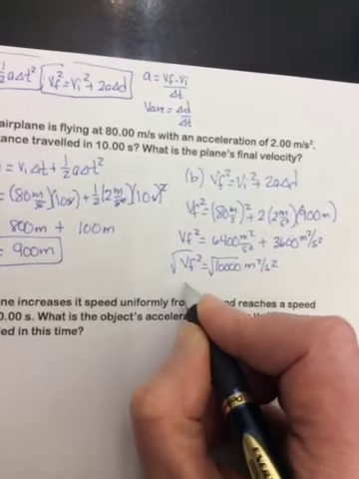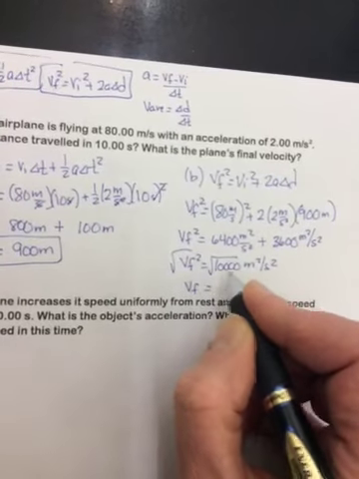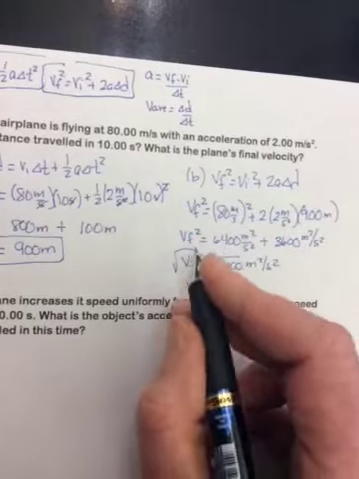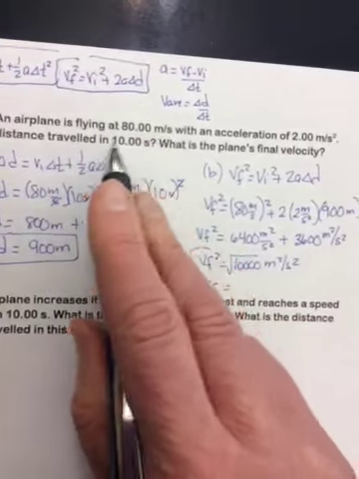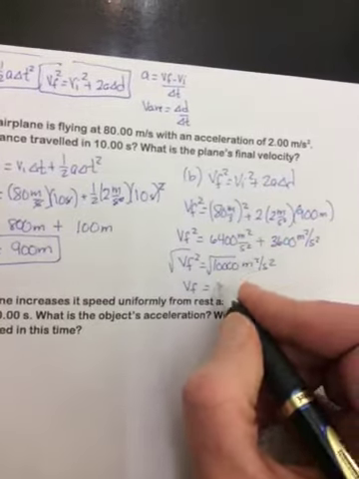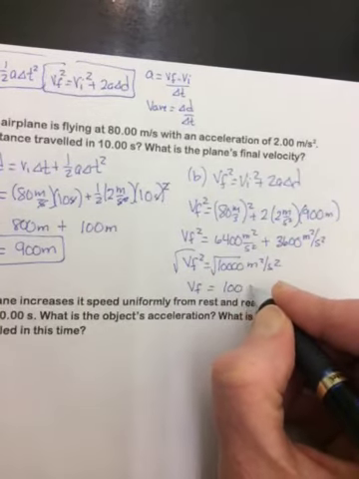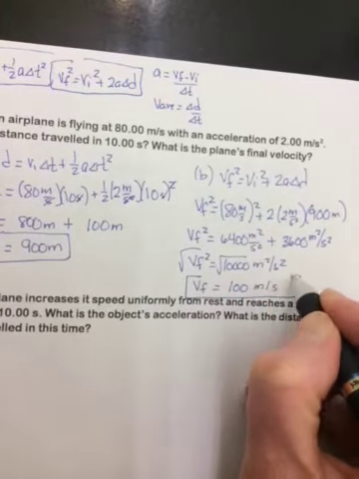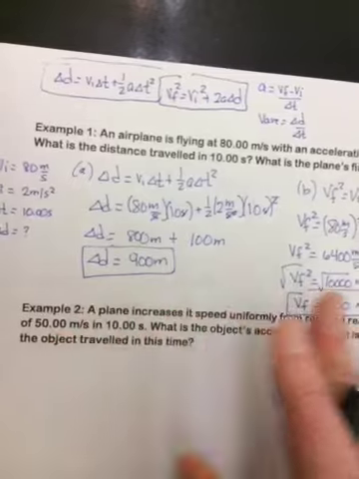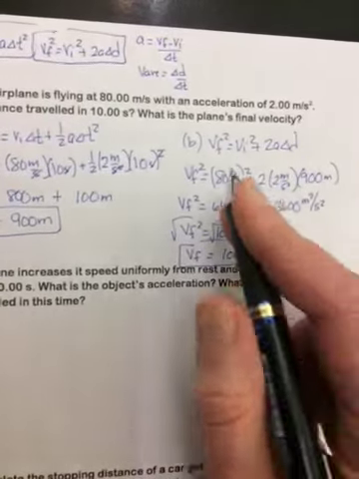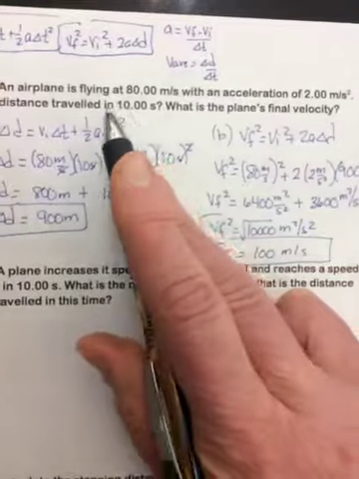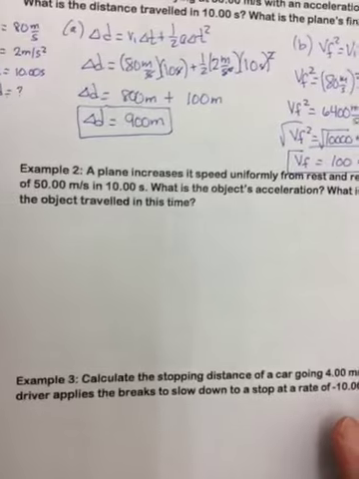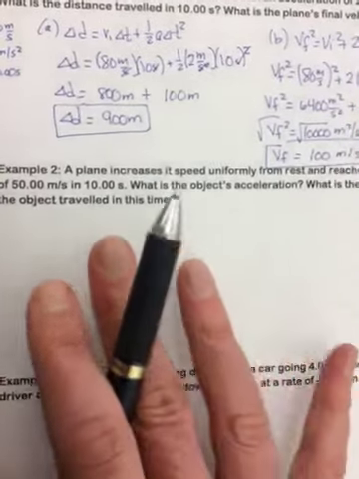root of both sides. VF equals, now if it was a vector, we would write plus or minus, and then we would figure out did we want the positive direction or the negative direction. But since I didn't put any directions at all in the question, you can just go to 100 meters per second. It does say final velocity, but I didn't give you any directions, so it would be 100 meters per second in the original direction, even though I didn't tell you what that was.